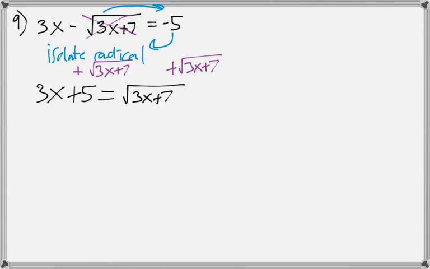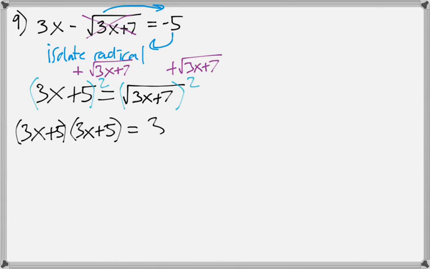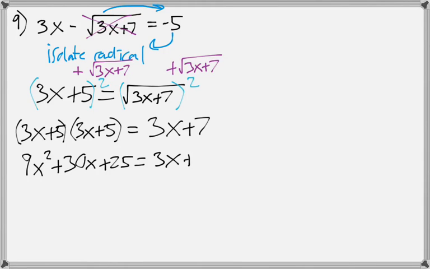Okay, so now that it's isolated, we can square both sides. So on the left, that is a FOIL problem. And on the right, the radical has disappeared. So if I FOIL that, I get 9x squared plus 30x plus 25 is equal to 3x plus 7.